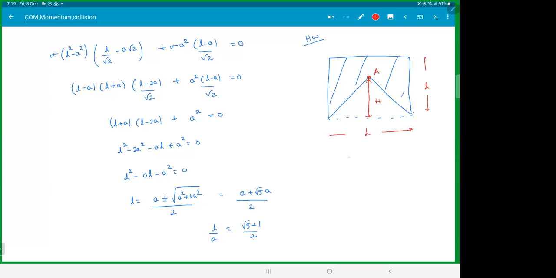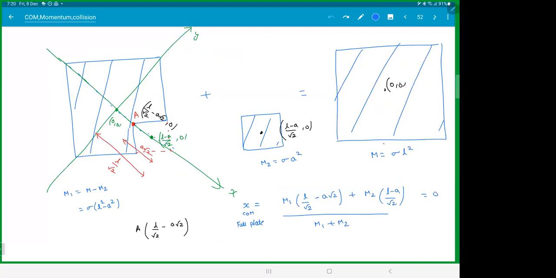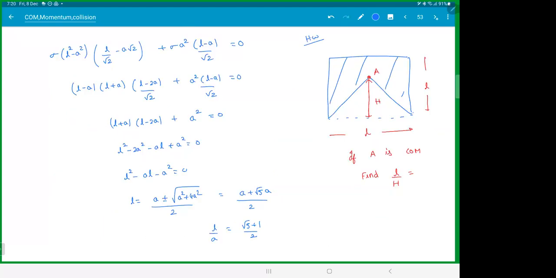This tip A is the center of mass. If A is the center of mass, find L in terms of h. Idea is the same. So you can try that as a homework. I can cut off any kind of shapes and it works the same way. Here I removed a square from a square. Here I am removing a triangle from a square. Clear?